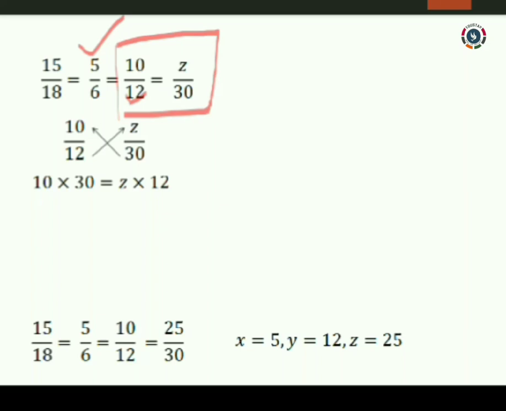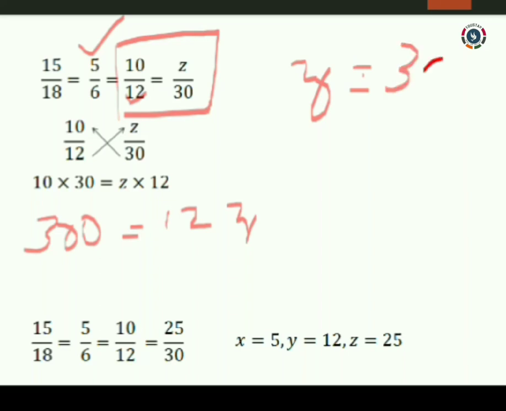10 into 30 is equal to z into 12. 10 into 30, you will get the answer as 300. Next, z into 12, you will get the answer as 12z. Right? Now you have to find the value of z. So z equals 300 divided by 12.